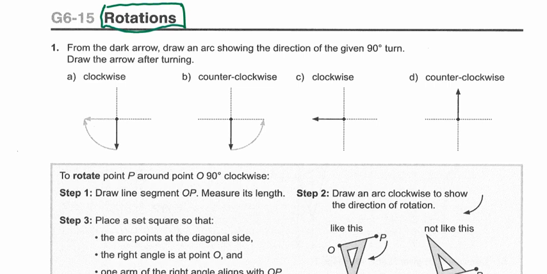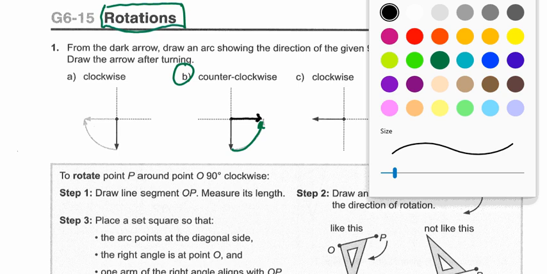It says from the dark arrow, draw an arc showing the direction of the given 90-degree turn. Draw the arrow after turning. So here for B, I'll do C. It says counterclockwise. So we go like this, and then we draw in the arrow. I'm going to see if I can draw it in black like that. But yeah, that's not a bad arrow. Okay, and let's jump over to the next one.